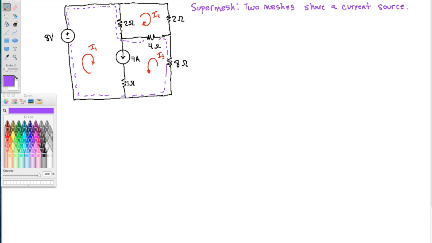So we're going to do KVL around that purple super mesh, and then we're going to do KVL around mesh 2. And those equations will give us our two unknowns when we solve them. Alright, let's do KVL around the supermesh.